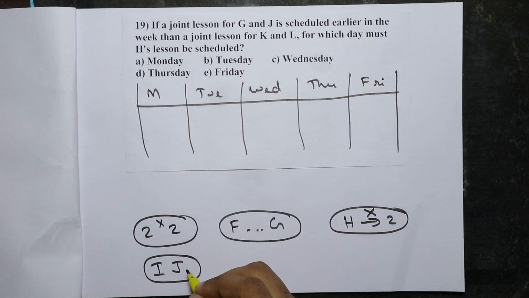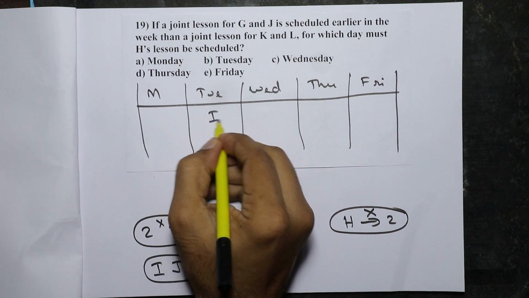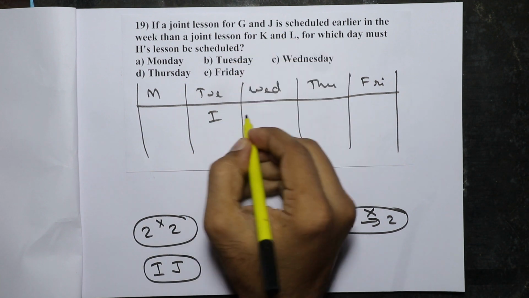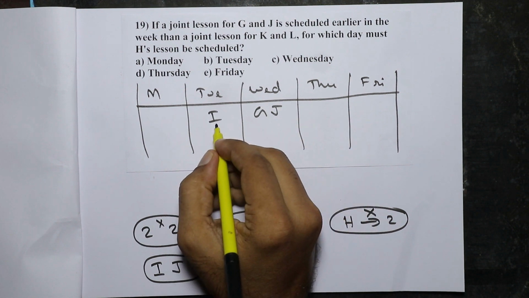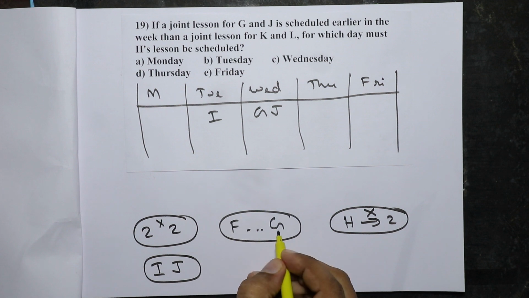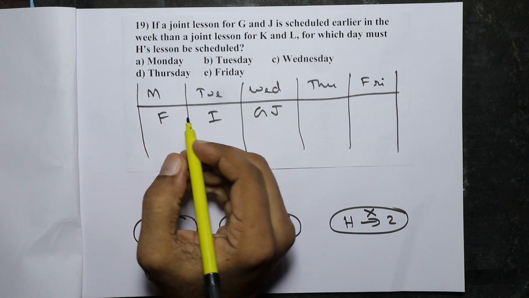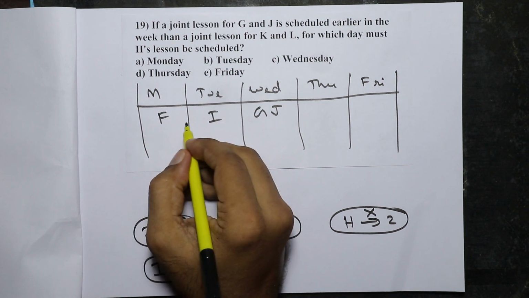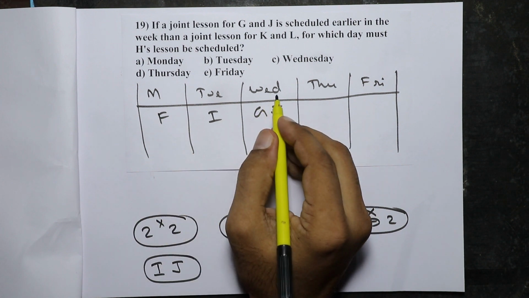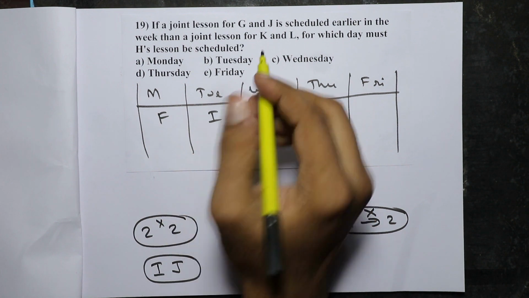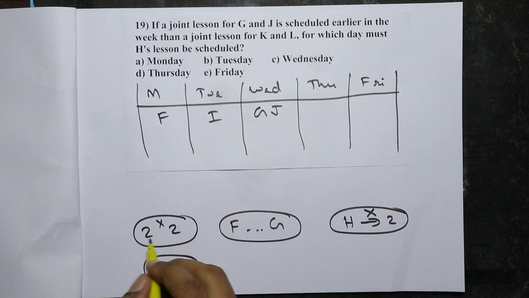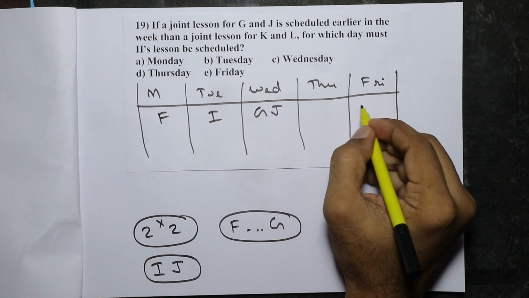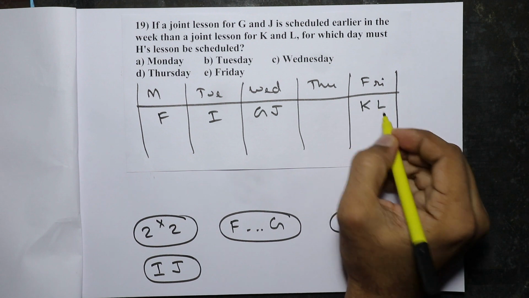So satisfying these conditions, I has to be here so that G and J are here, so that I and J are in this order, and also F has to be before G, so F has to be here. F and I cannot be merged into one lesson because there are only two joint lessons. Now the other joint lesson is K and L, and the two joint lessons cannot be on consecutive days. So K and L cannot be here, so K and L have to be here.